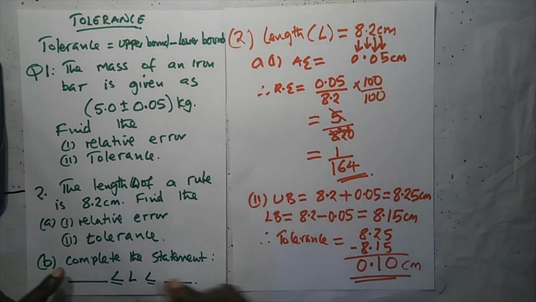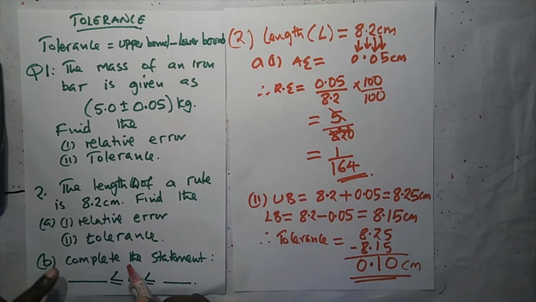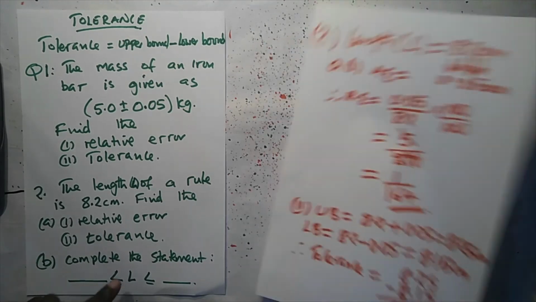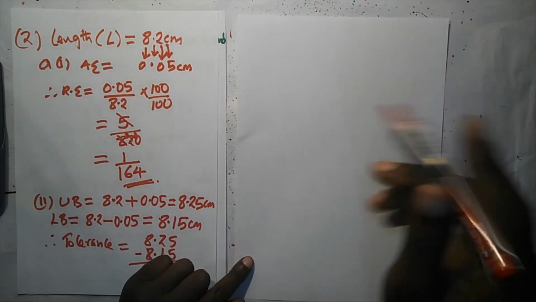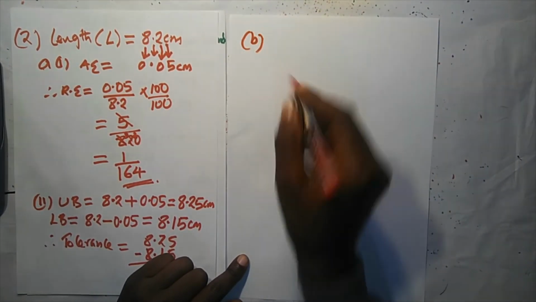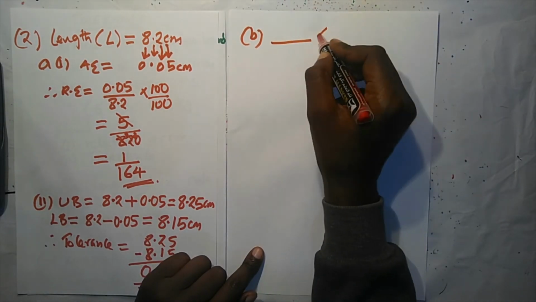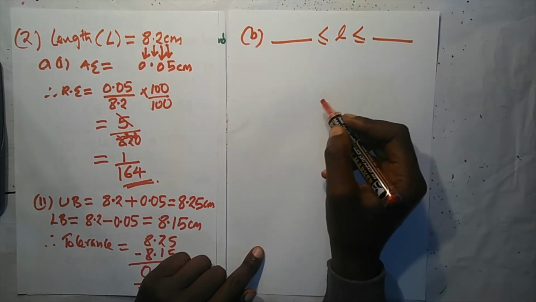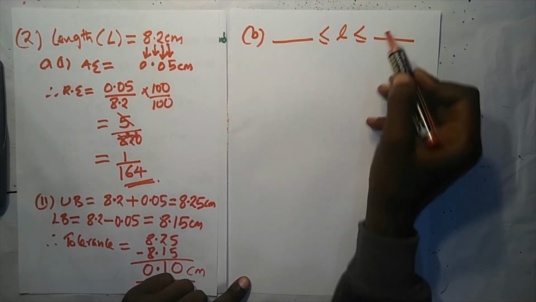And then we can go to the last part of the question. So the last part of the question here, which says complete the statement, is related to the ones that we are solving here. So I'll put it here, and then I'll show you how to complete this statement. So here is part B of the question. Part B says complete this statement. Here we have L. In short, the question is asking us to find the lower bound and the upper bound.